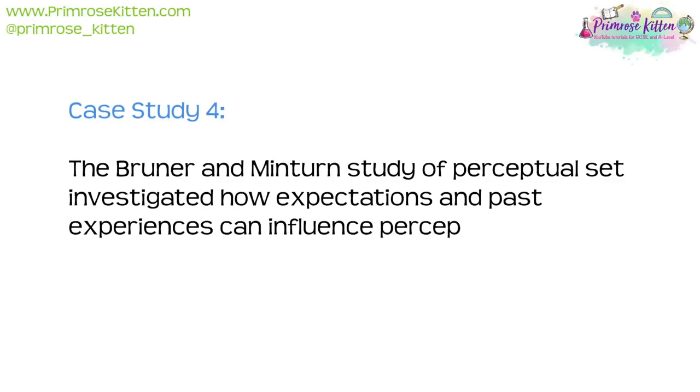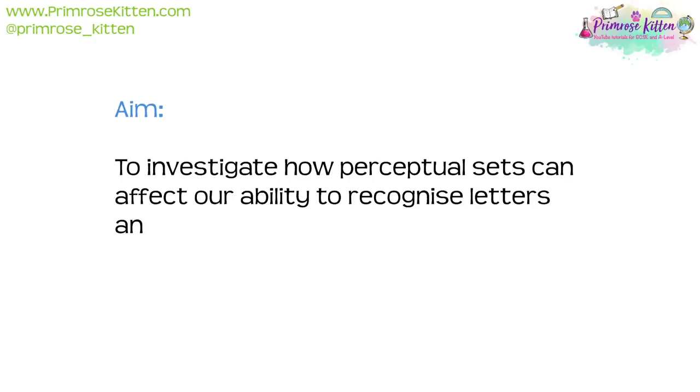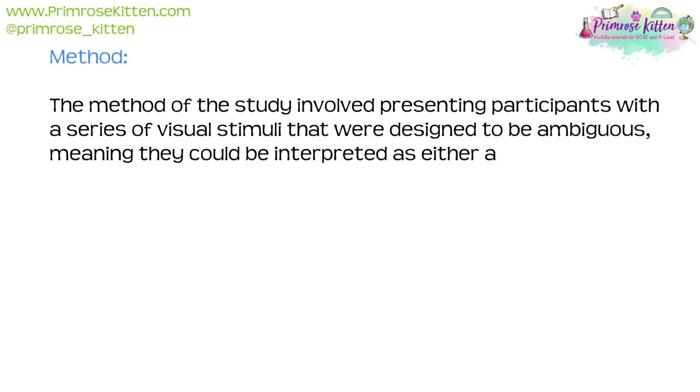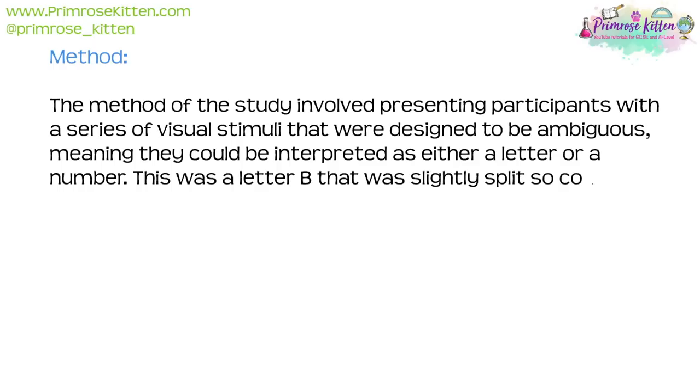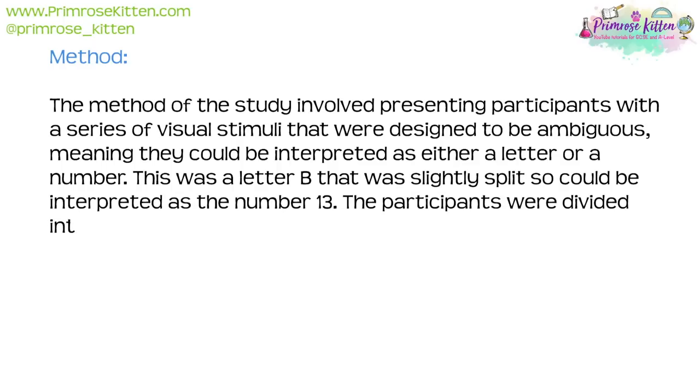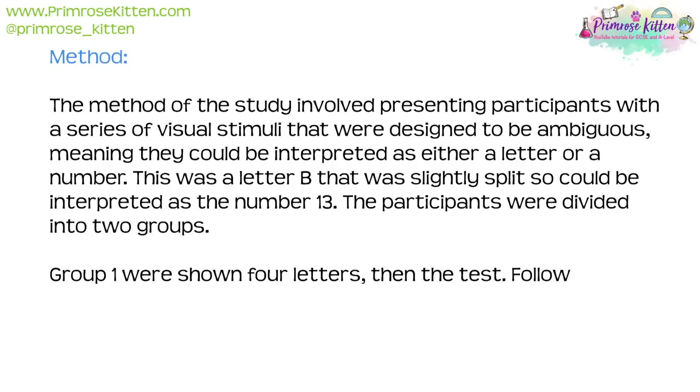Case study 4. The Bruner and Minturn study of perceptual set investigated how expectations and past experiences can influence perceptual set. The aim. To investigate how perceptual sets can affect our ability to recognise letters and numbers. The method. The method of the study involved presenting participants with a series of visual stimuli that were designed to be ambiguous, meaning they could be interpreted as either a letter or a number. This was a letter B that was slightly split so it could be interpreted as the number 13.